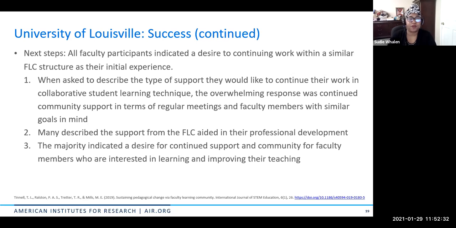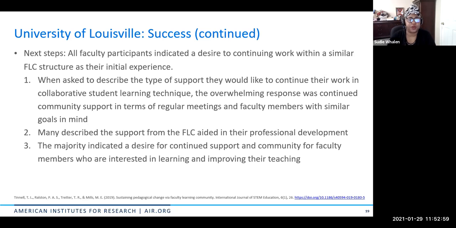When asked to describe the type of support that would continue their work in collaborative student learning techniques, the overwhelming response was continued community support in terms of regular meetings and faculty members with similar goals in mind. And so what they overall found was that the faculty, having had all this time to collaborate and plan and learn from one another, wanted to keep doing that because they liked it and found out that now that we've gotten to know each other and now we've looked at all this stuff, we all have similar goals. We all are leaning towards the same thing, and they wanted to keep doing that work.